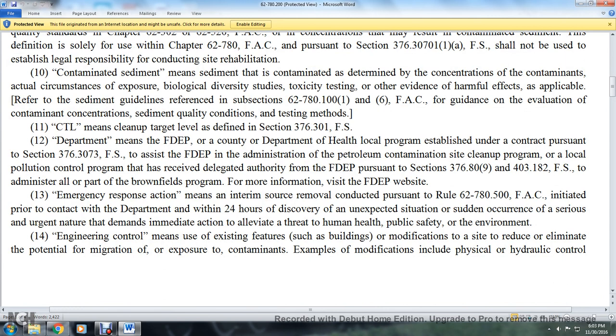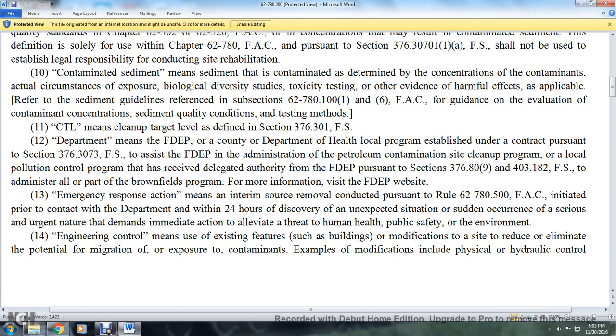Emergency response action means source removal conducted pursuant to Rule 62-780.500 of the Florida Code, initiated in contact with the Department within 24 hours of the discovery of an unexpected situation, a sudden occurrence of a serious, urgent nature demanding immediate action, or an imminent threat to human health, public safety, and the environment.